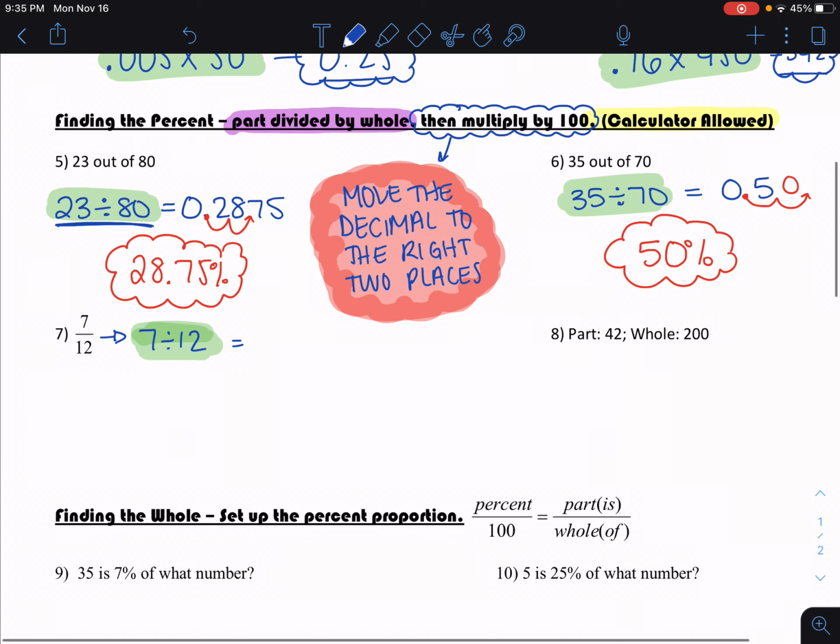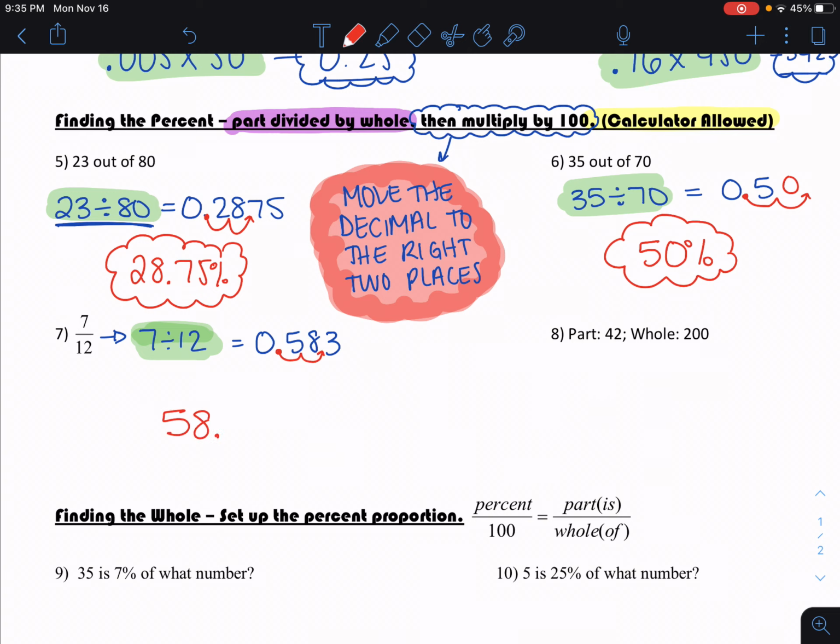And I get 0.583 repeating. I don't need to write all of the 3's. Okay, so I'm going to stop it at 0.583. And then I'm going to move my decimal to the right 2 places. Again, you can put this in your calculator or you can show the jumps with the decimal. This is going to be 58.3%.